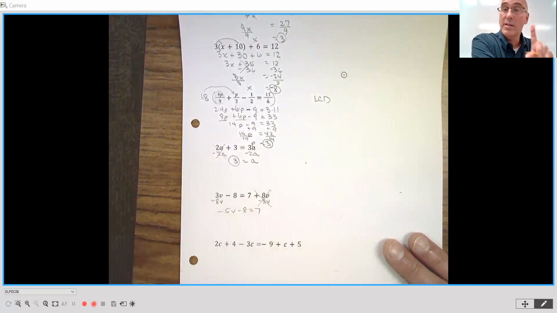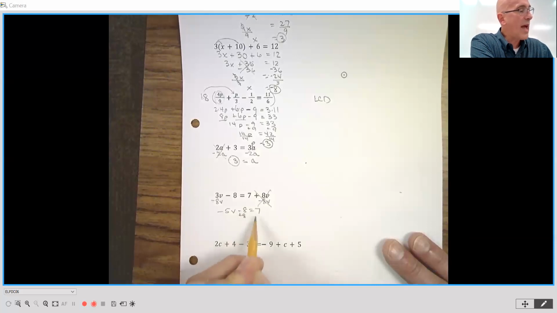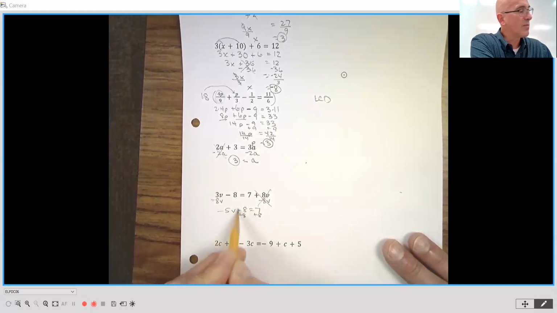I'm going to do one thing at a time. We don't want to go too quickly. So now we have a minus 8. So we are going to add 8 to both sides. That falls off. So we're left with minus 5v equals 15.